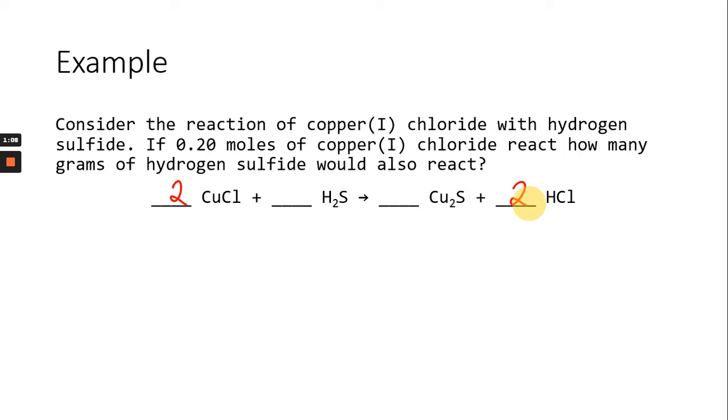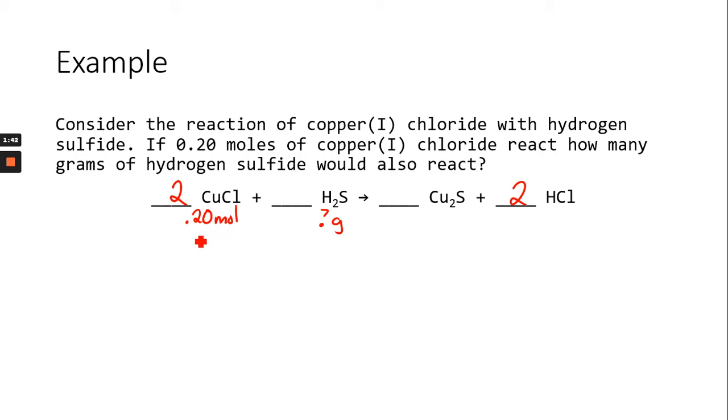I like to list what I'm given and what I'm looking for underneath their substance in the reaction. So 0.20 moles of copper 1 chloride. Underneath copper 1 chloride, I will put 0.2 moles. React, how many grams of hydrogen sulfide would also react? So we're looking for grams of hydrogen sulfide. So underneath hydrogen sulfide, we would put a question mark in grams. That way we know what we're starting with and what we're looking for.